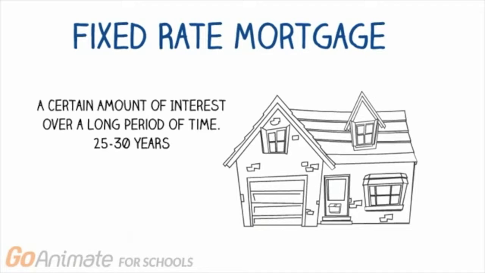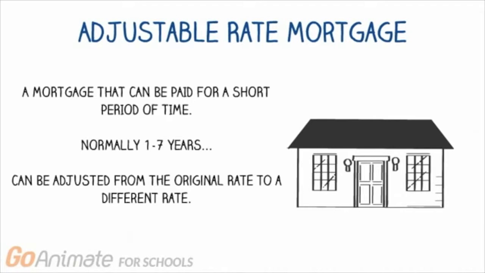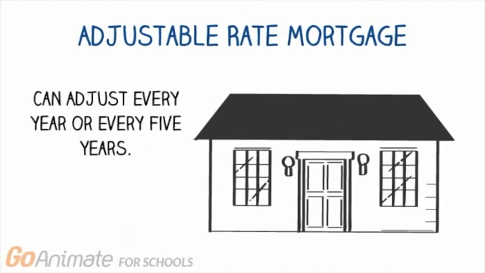One is an adjustable rate mortgage. An adjustable rate mortgage is often over a short period of time, maybe 1 year, maybe 3 years, maybe 5 years, could be 7 years. Then it can be adjusted from the original rate to a different rate, sometimes at the end of the term. Often, if it's a 5-year adjustable rate mortgage, it may only adjust after 5 years, and then it'll adjust every year.